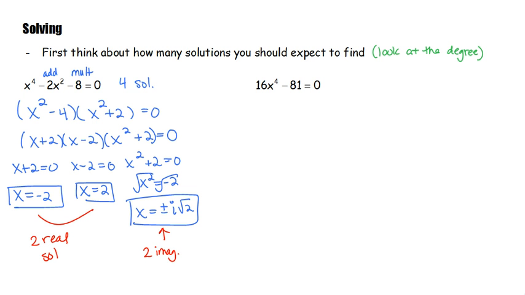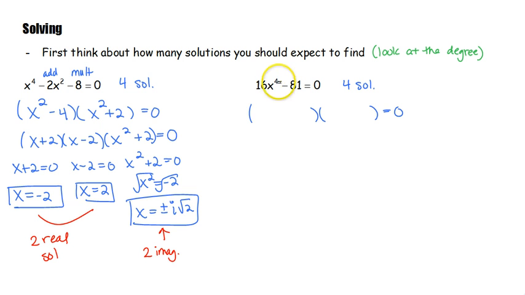We've got 16x to the fourth minus 81. Again, our degree is 4, so we should expect to find 4 solutions here. We've only got 2 pieces, so it's either difference of squares, sum of cubes, or difference of cubes. And I look and I've got x to the fourth, so I know it's not cubes, which means if I could factor this, the only possibility is difference of 2 squares. So 16x to the fourth, that's a perfect square. 81, that's a perfect square. So we go ahead and we've got the difference of 2 squares.